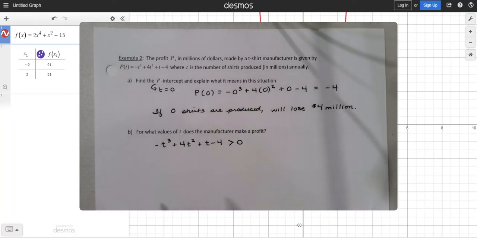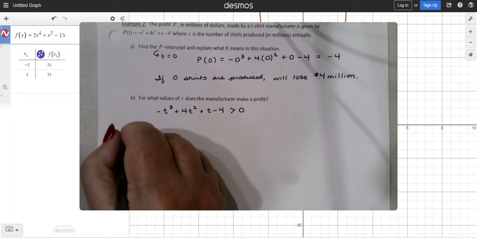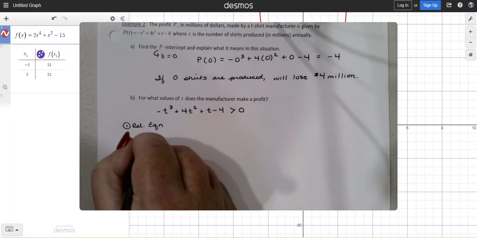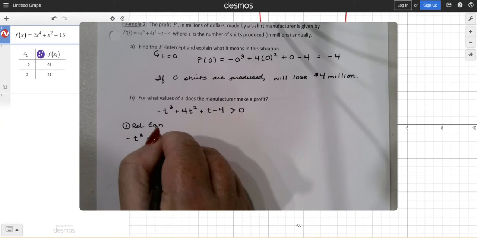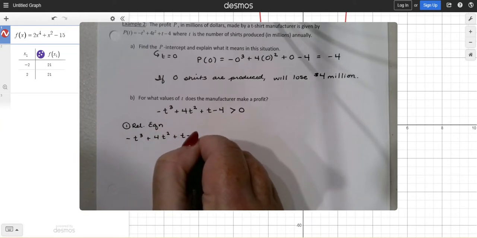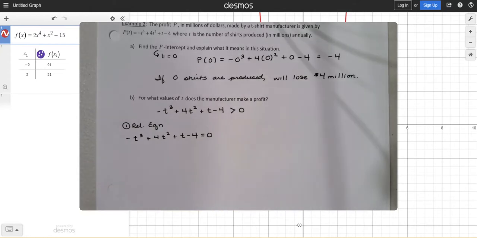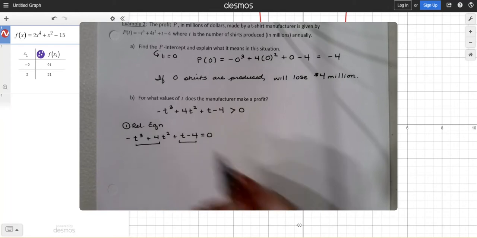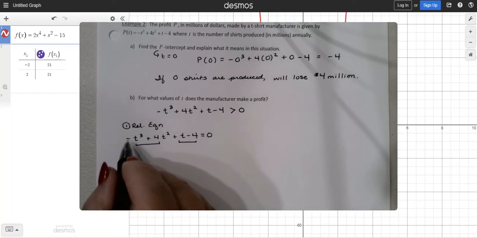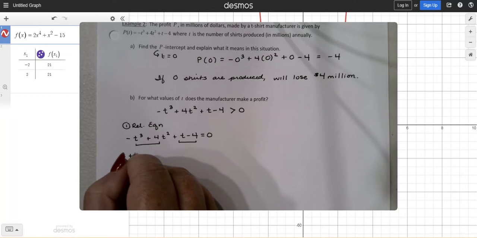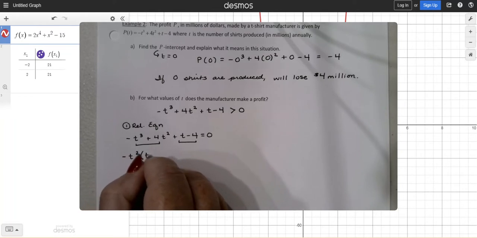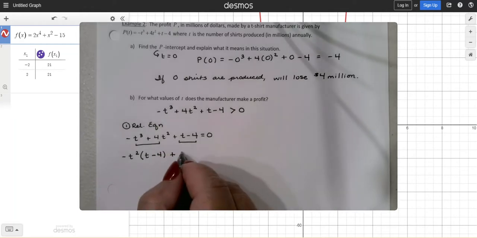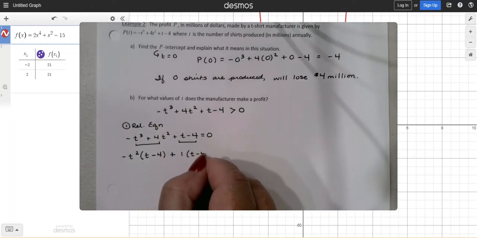So let's see. If we use our same method that we've just been using, start with the related equation. I'm seeing 4 terms, so I'm thinking grouping. I'm going to factor out a negative since we start with a negative. So let's go with a negative t squared here, which makes that t minus 4. Plus, I'm just going to factor out a 1 there, also times t minus 4.